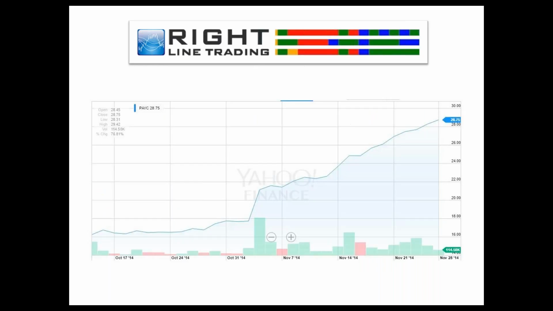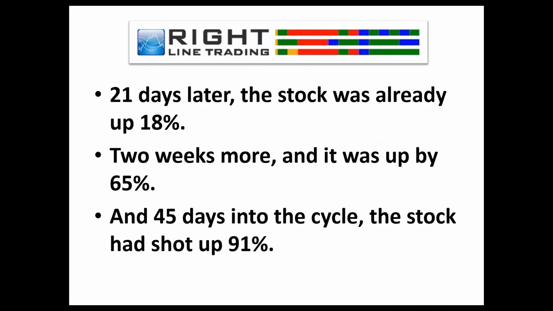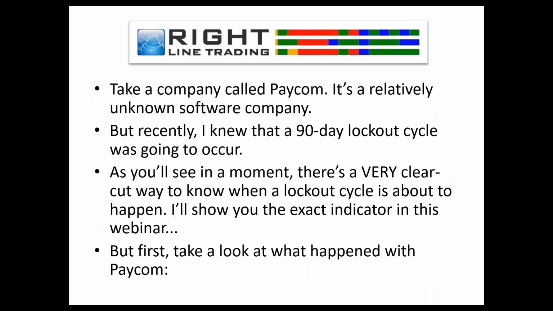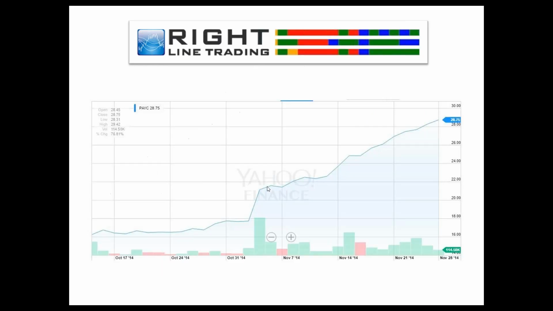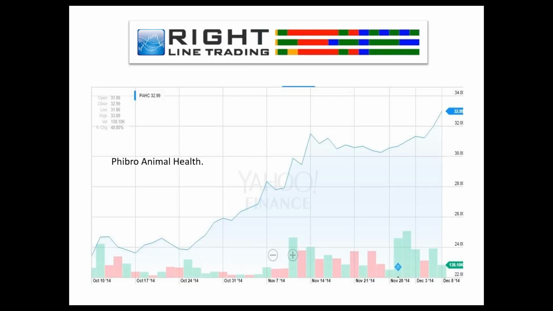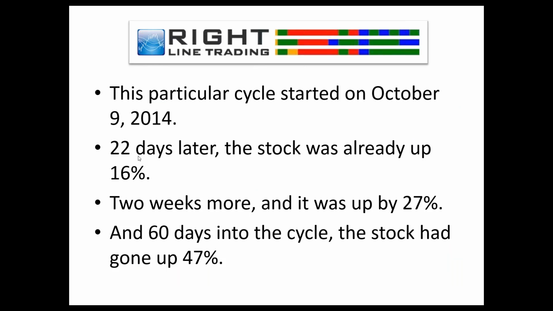This is more information about the 90-day lockup, and I'll just give you the time frames for these. The 90-day lockout cycle was going to occur right here. 21 days later was up 18%. 2 weeks, it was up 65%. 45 days later, it was up 91%. Fibro Healthcare, 22 days after lockup, 16%. 2 weeks, 27%. 60 days, 47%.